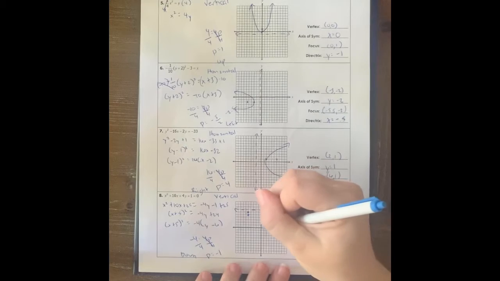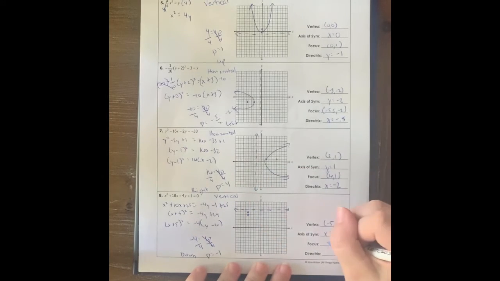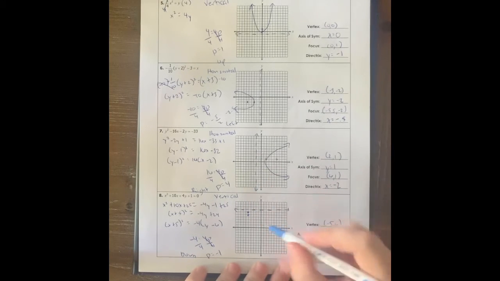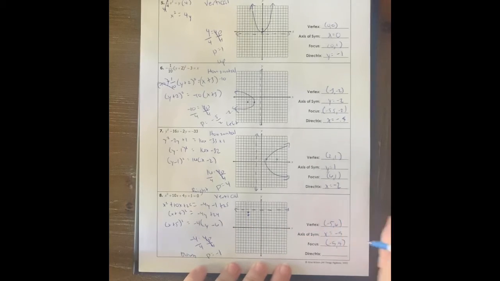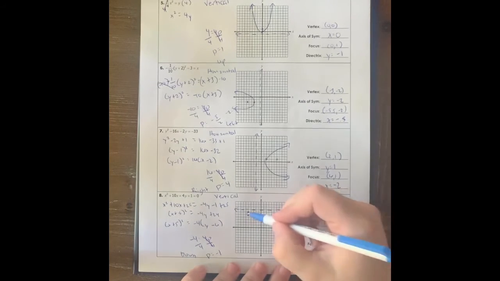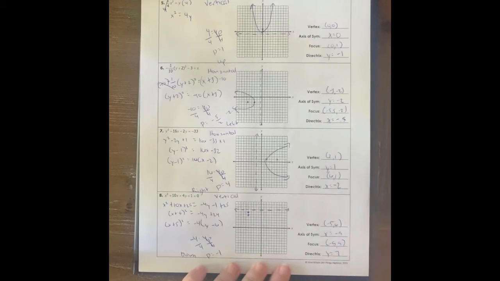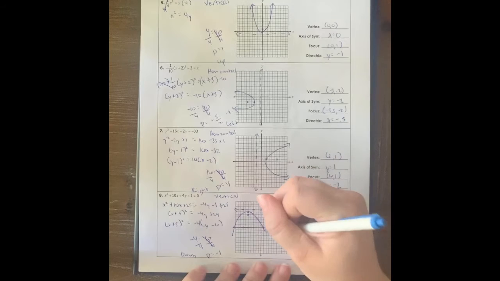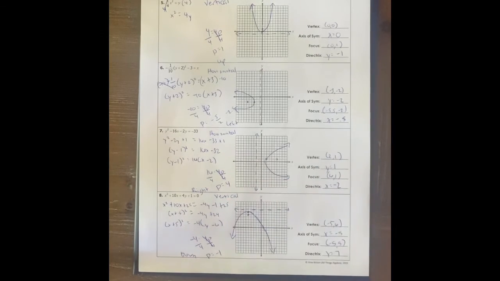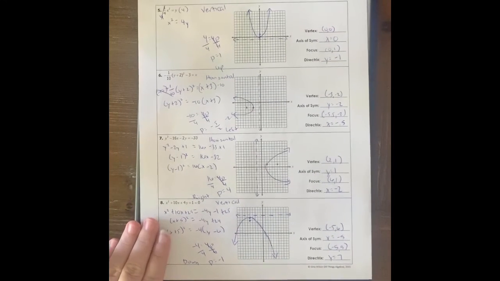Okay, so our focus is at negative 5, 7. No, I'm sorry, it's right here. It's at negative 5, 5. And then our directrix is going to be at y equals 7. And it's going to look something like this. Okay, all right, so that's graphing parabolas. Now let's look at the next note sheet with writing equations of parabolas.